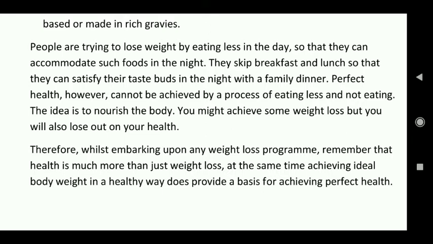Okay, not with the health. Okay, so that's what the sentence is trying to make us understand.